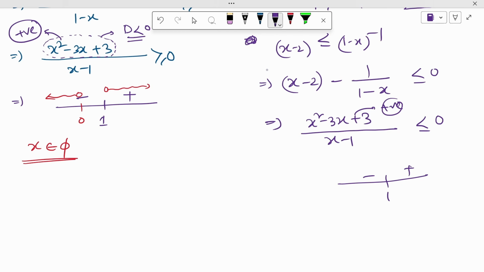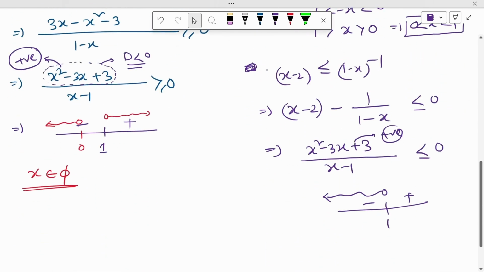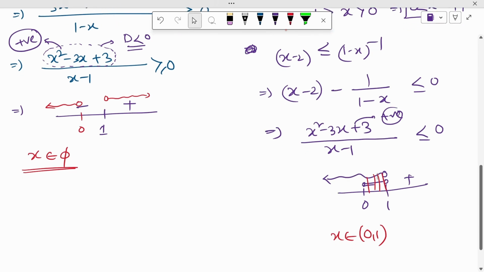So this is minus infinity to 1, but the initial condition was 0 to 1. So this is the common part here. That is x belongs to 0 to 1.